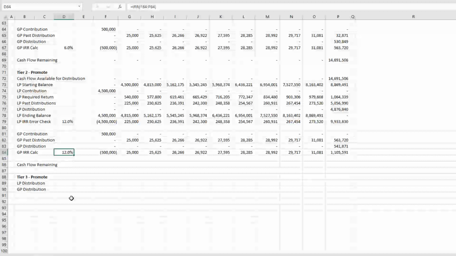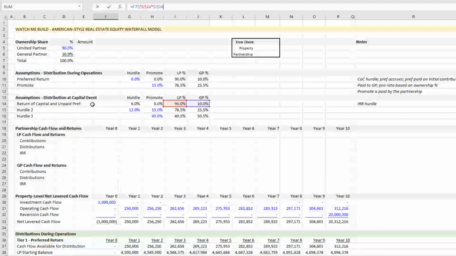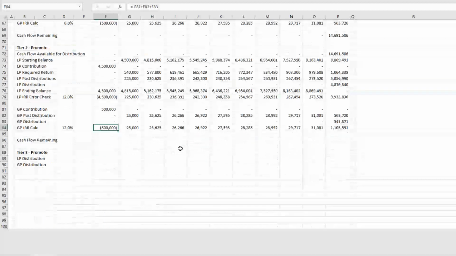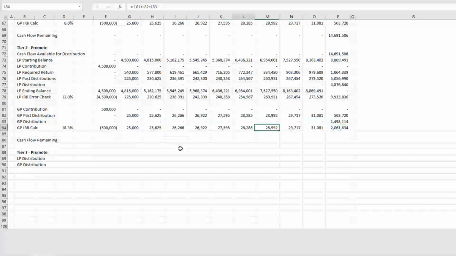You'll see the IRR is not the same, and that's because we now come to here. This is not right. It's pulling the distribution percentage from the first tier. We need to pull from the second tier. As soon as we pull from the second tier, it will distribute a disproportionate amount to the GP, and you'll notice now the GP's IRR is higher, and that's to be expected because the GP is receiving a disproportionate share of the cash flow. So until the LP hits a 12, a disproportionate share is going to the GP, which results in a higher IRR for the GP.